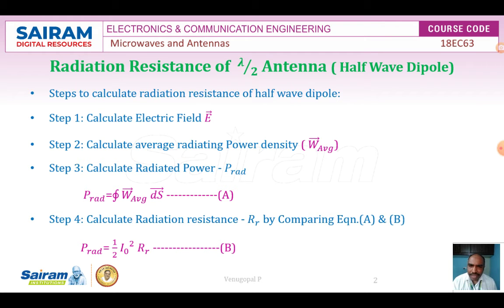Fourth step is calculate the radiation resistance by comparing equation A, where you calculated the radiated power, with the radiated power expressed in terms of the radiation resistance as P radiated is equal to 1 by 2 into I naught square into R. Call it equation A and equation B. Finally compare the two equations, so we can derive the expression of the radiation resistance.